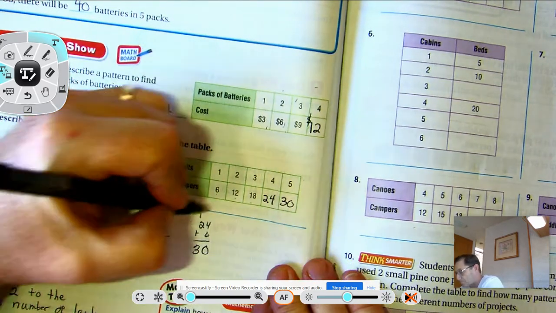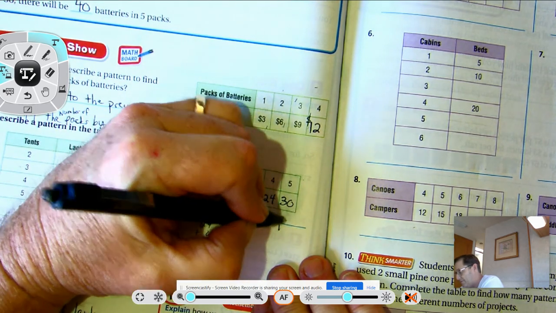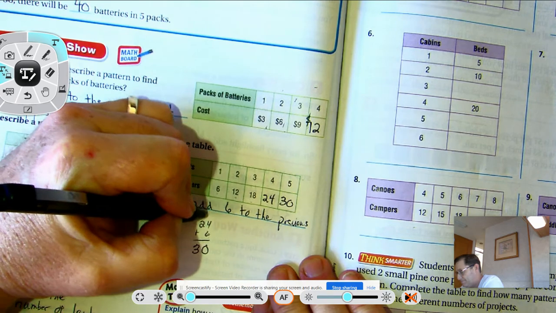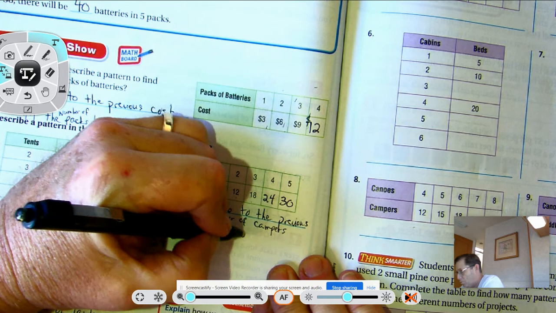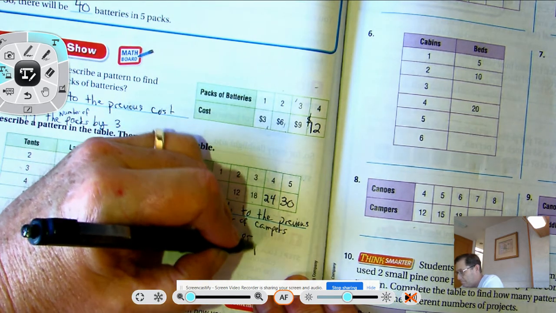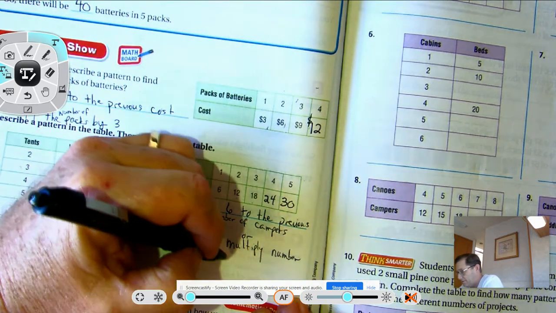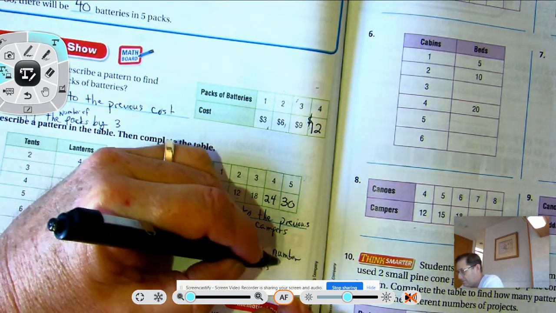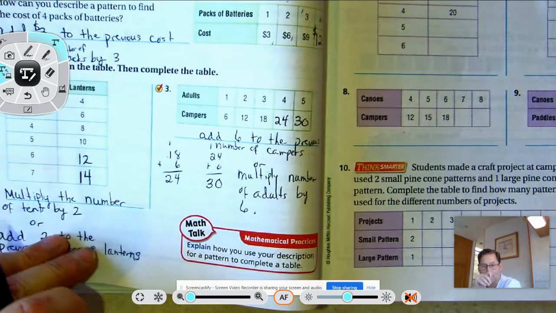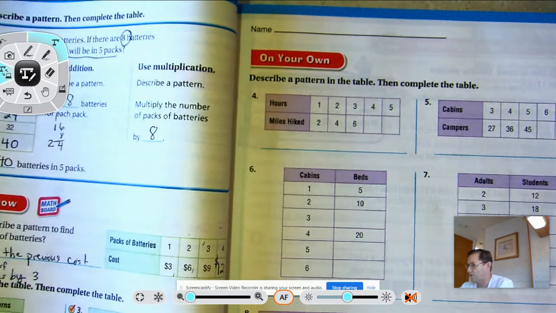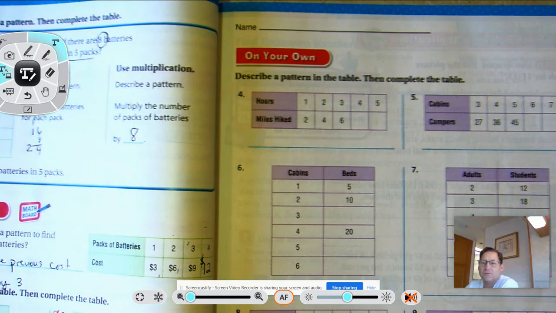So we can say add 6 to the previous number of campers, or multiply the number of adults by 6. All right, number 4. Describe a pattern in the table, then complete the table.